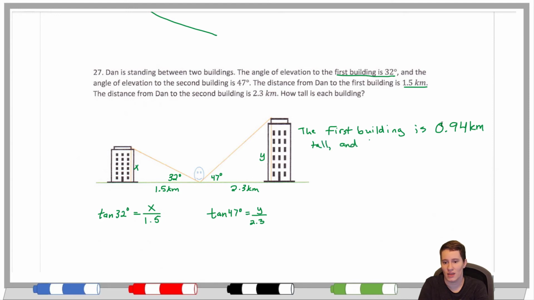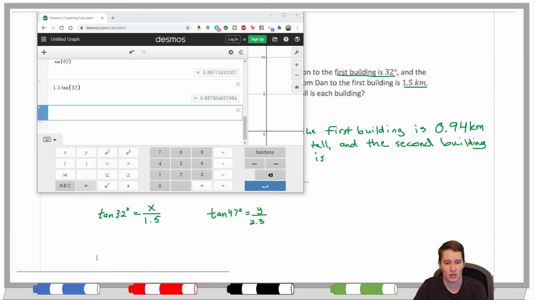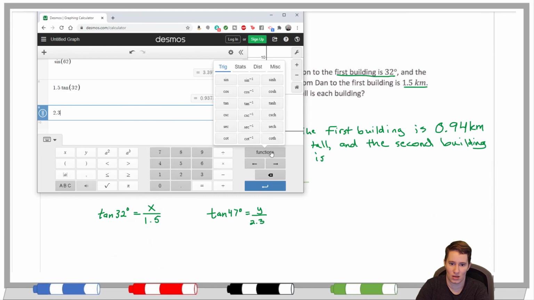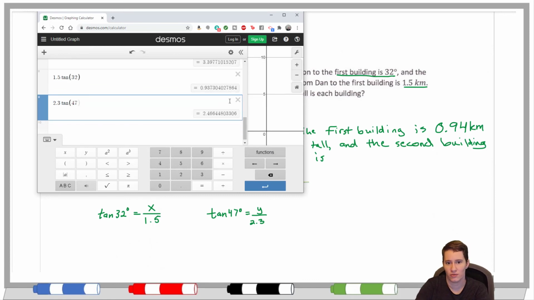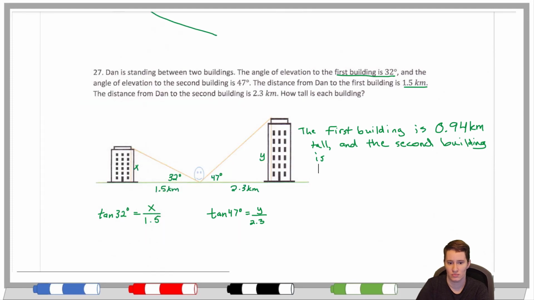and the second building is, we're going to do 2.3 and 47. .47 kilometers tall. And there we have it.